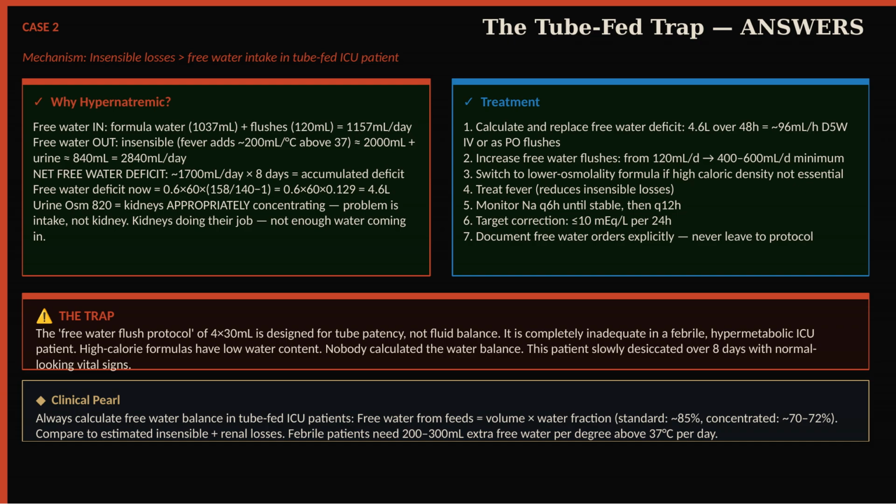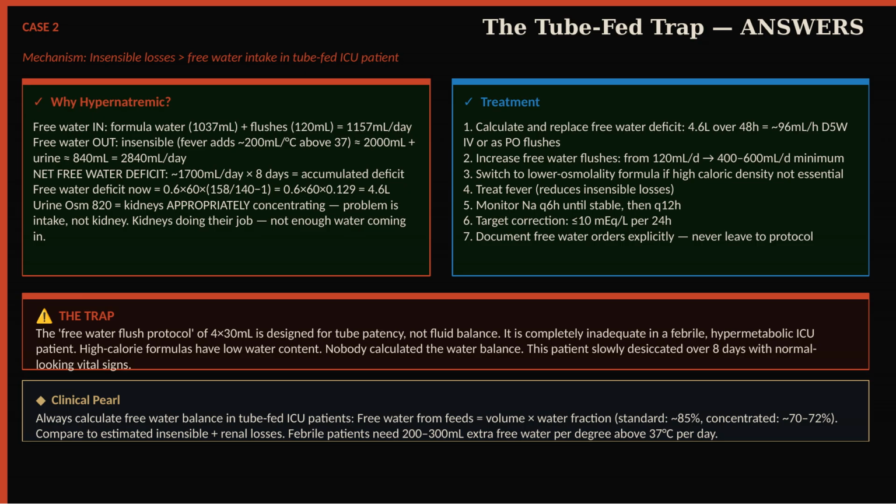Treatment: replace the 4.5-liter deficit over 48 hours, about 96 milliliters an hour of D5W, or as flushes. Then, crank the free water flushes from 120 up to at least 400 to 600 a day. Consider a lower osmolality formula. Treat the fever to cut insensible loss. Monitor sodium, cap correction at 10 a day, and this is the fix that prevents recurrence. Document explicit free water orders rather than leaving it to protocol.